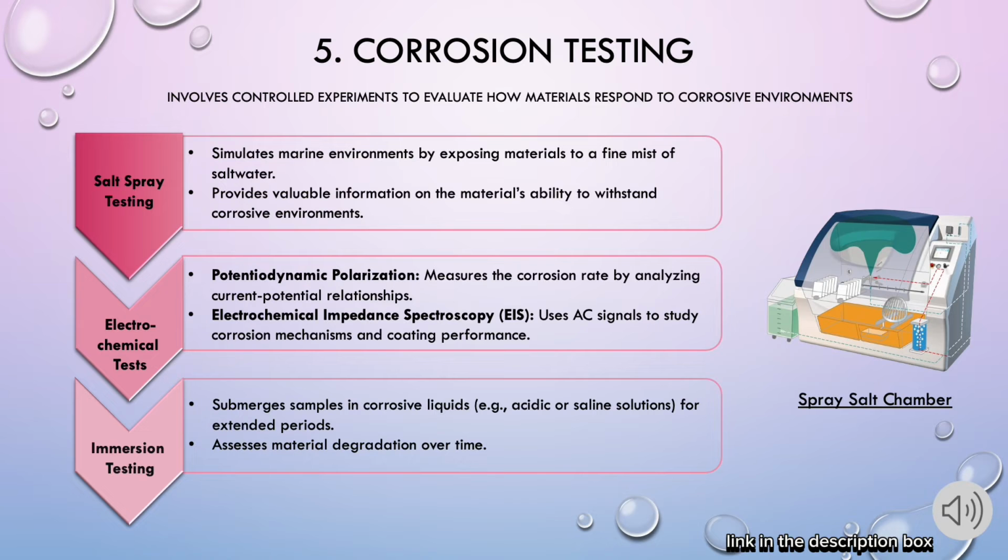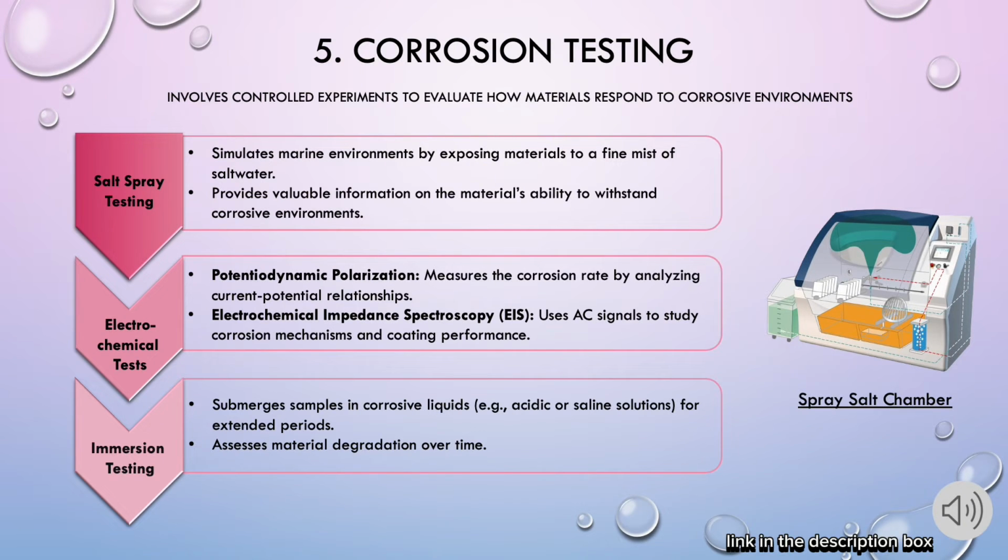The second one is electrochemical testing methods. These methods are widely used for studying the corrosion behavior of materials. There are 2 common electrochemical methods for corrosion testing, which are potentiodynamic polarization and electrochemical impedance spectroscopy, EIS.